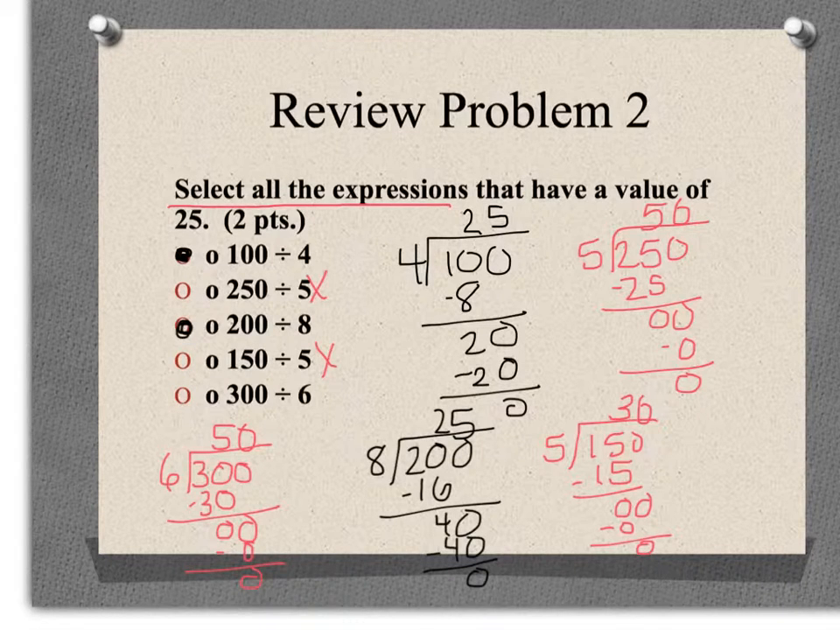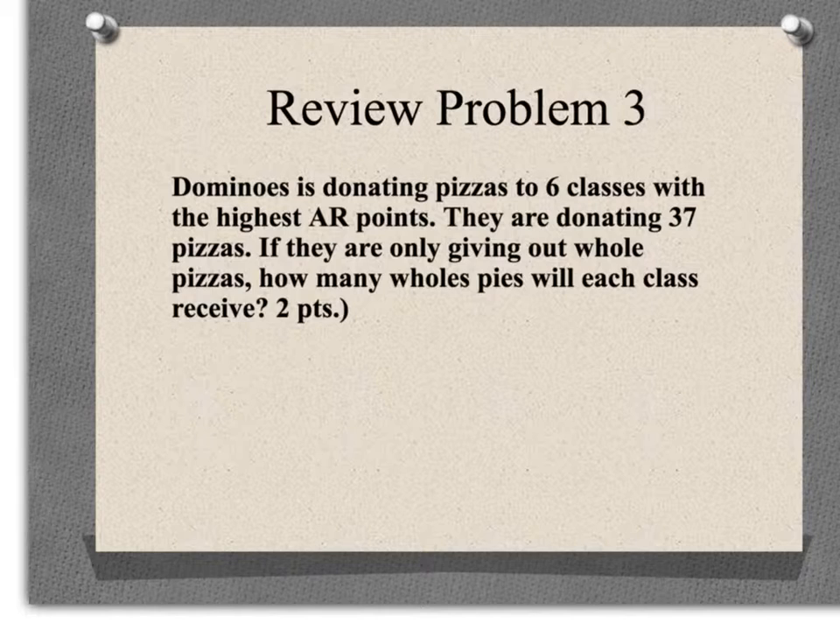As you look at the work that I've produced on this page, 250 divided by 5 was 50, but 200 divided by 8 is 25, making it a correct answer. 150 divided by 5 was 30, and 300 divided by 6 is 50. So if you only mark that first answer choice, you won't get full credit because you've missed a response. Now let's look at number 3.